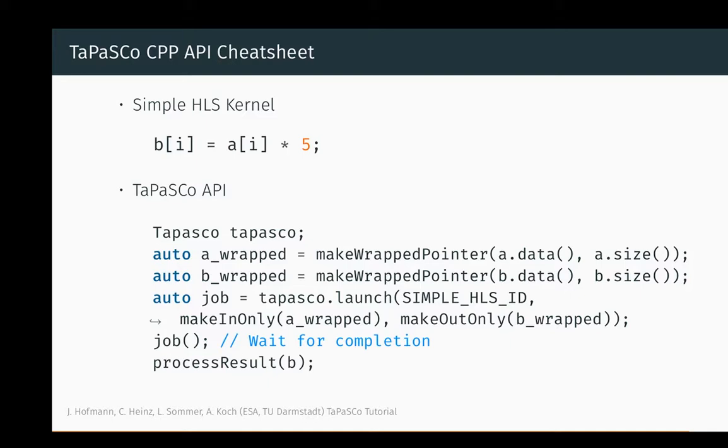First thing we need to do is we create a wrap pointer for our input array A. We just take the data of some vector, for example, and tell it the size of that vector. So if it was like 100 integers, it would be 400 bytes we want to copy in. And the same we do for B. So for the B array, we still have the pointer to some vector data, and we have the size of that vector, it would be the same size as for A in this case.